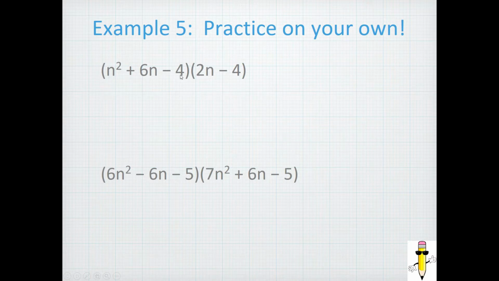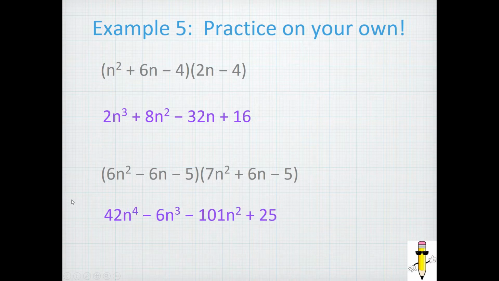We are going to take all these terms right here in the polynomial, and we're going to apply it to the binomial. Alright, and our final answer should have been 2n cubed plus 8n squared minus 32n plus 16. We're going to do that again with the polynomial on the polynomial. So again, we're going to take this term and apply it to everything that is on the inside. So see if you can do that on your own real quick. And let's see how you did. So let's see, 42n to the 4th minus 6n cubed minus 101n squared plus 25.